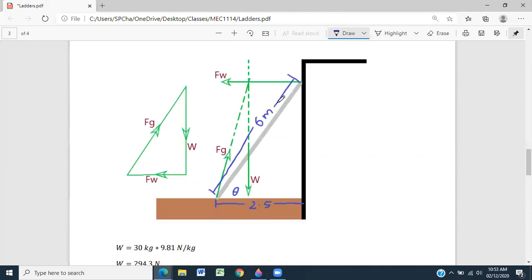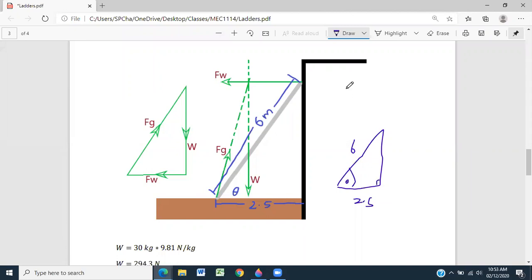So we can use this. We know the ladder is 6 meters long. We know the distance of the foot of the ladder from the foot of the wall is 2.5 meters. So we end up with a triangle, yeah? 6 meters, 2.5, the angle theta, and this here is 90 degrees.